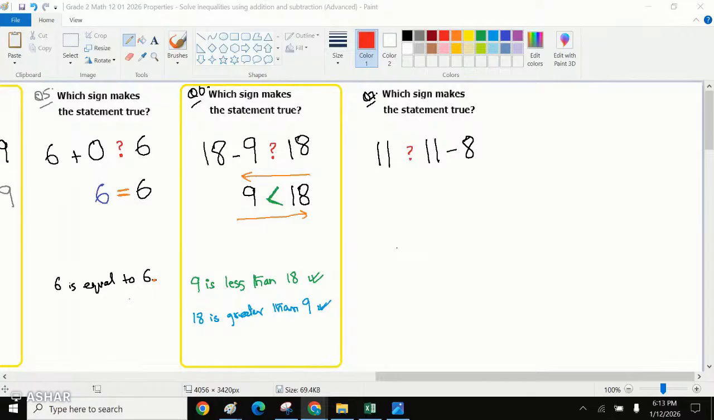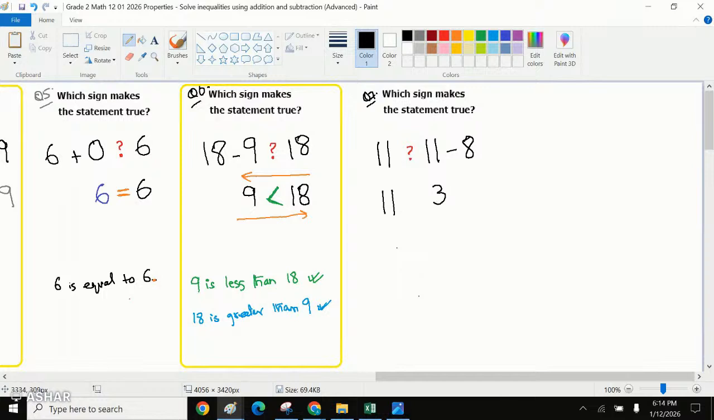This question mark can be replaced by, can I have the answer? 11 minus 8 is, can we focus? 11 minus 8 is, yes, 11 minus 8 is 3, right? So can we write this statement as 11, and this is 3, right?